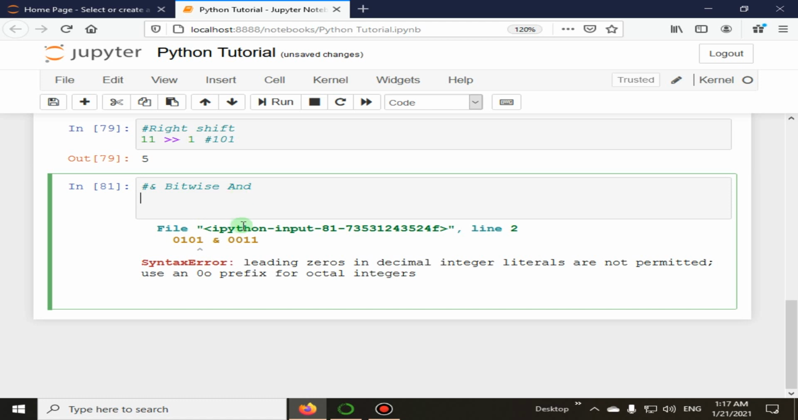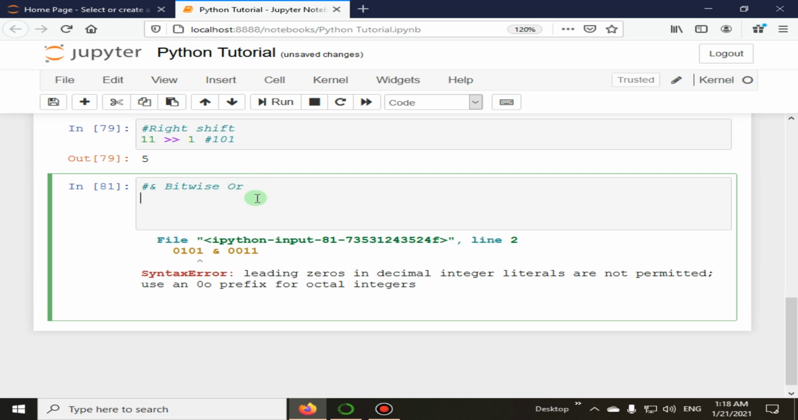Next I will discuss bitwise OR. Bitwise OR of the numbers represents if both bits are 0, the result is 0, otherwise it is 1, and it is represented by, where is the symbol? Okay, here it is.